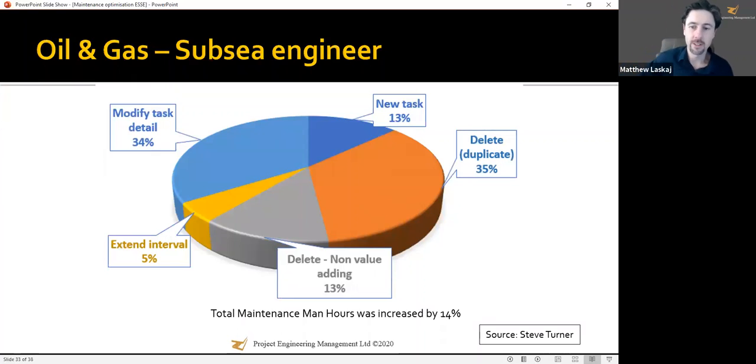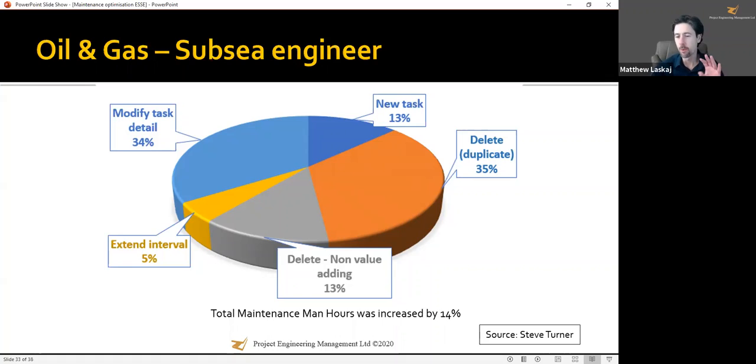Engineers love graphs, they love data, so here's a graph for you. What did they find? This is just for the subsea engineers tasks. They removed 35% of tasks that were duplicated, done more than once by the subsea engineer or by other departments that the subsea engineer was already doing. Plus, they took another 13% of tasks away, which were just not adding any value whatsoever.